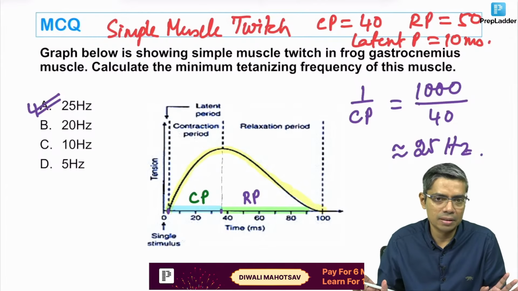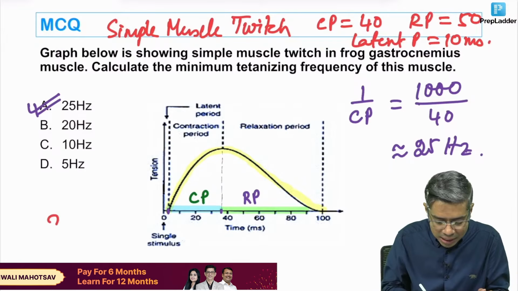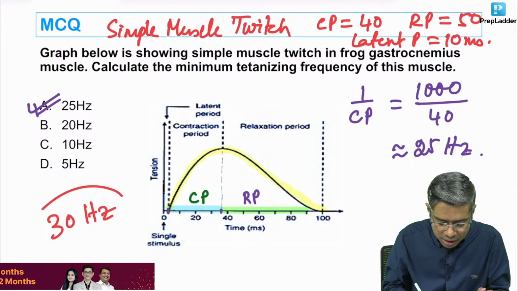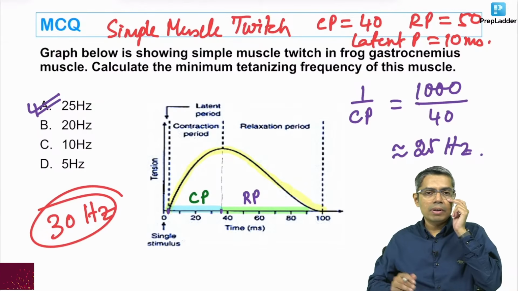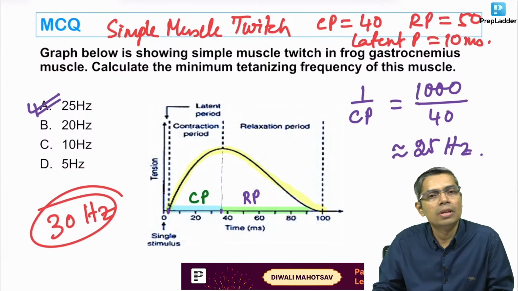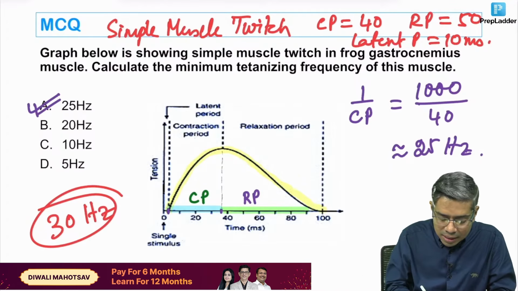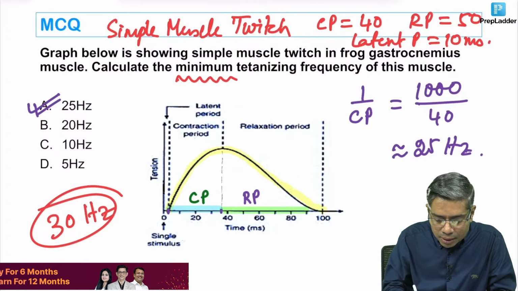Okay, minimum tetanizing frequency. What will happen if you give more than that? Suppose the question is like this: if I give a 30 Hz stimulus frequency, what will happen? Tetanization or incomplete tetanus or only simple muscle twitch? Your answer is obviously tetanus, because this is the calculation of what?